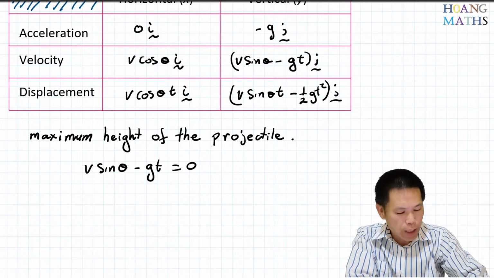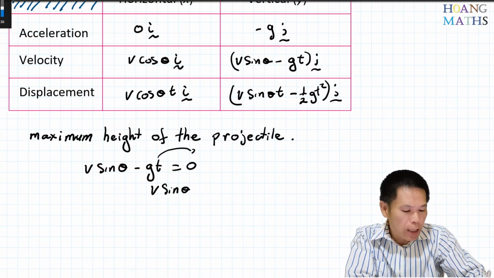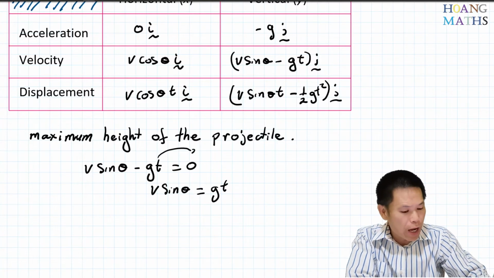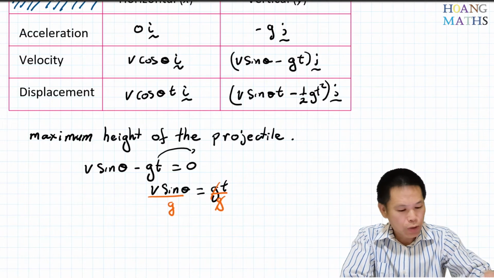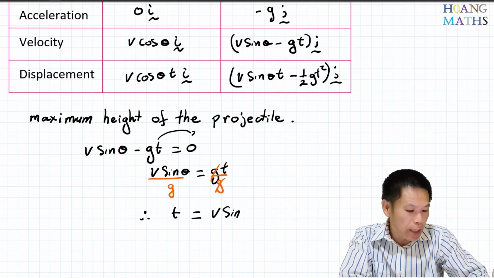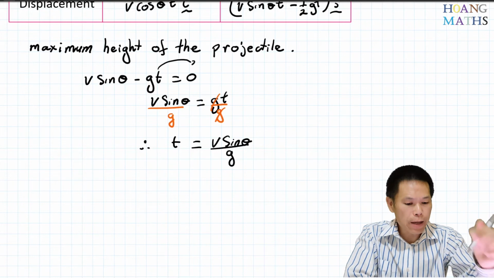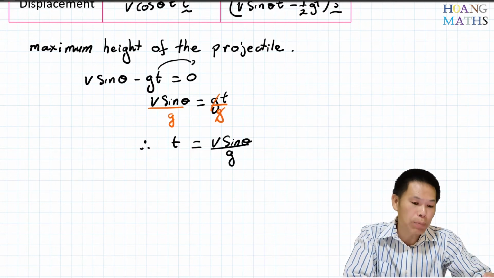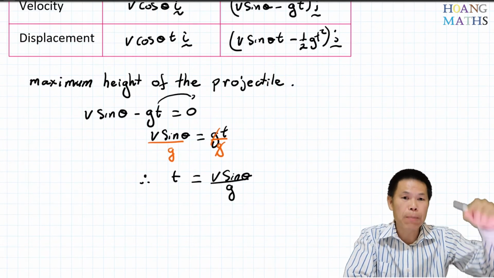Now we just solve for t. So I just move this to the other side: v sin θ is equal to gt. If I divide everything by g, the g cancels out. So therefore, t is equal to v sin θ over g. So at this time, the particle is at maximum height. To find the maximum height, we just substitute t into the vertical component, the y component.